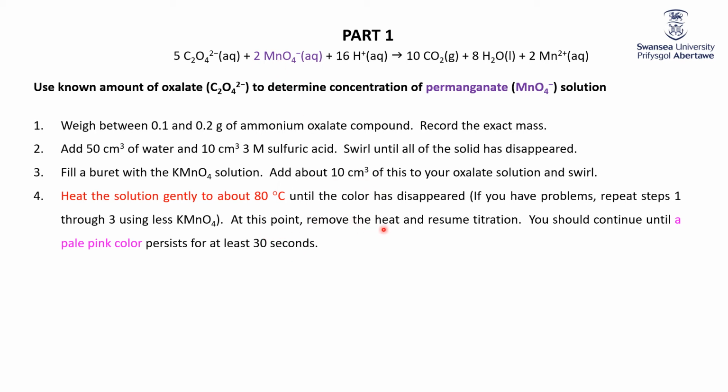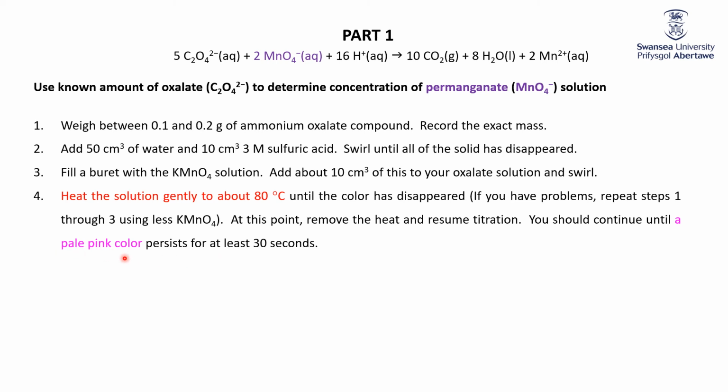Now at this point, I'll take away the heat and I'll continue to titrate. In other words, I'm going to add a little bit of the permanganate and see what happens, and a little bit more, and a little bit more. And of course, every little bit of permanganate that I add that reacts goes from purple to colorless. And then it says I should continue until a pale pink color persists for at least 30 seconds.